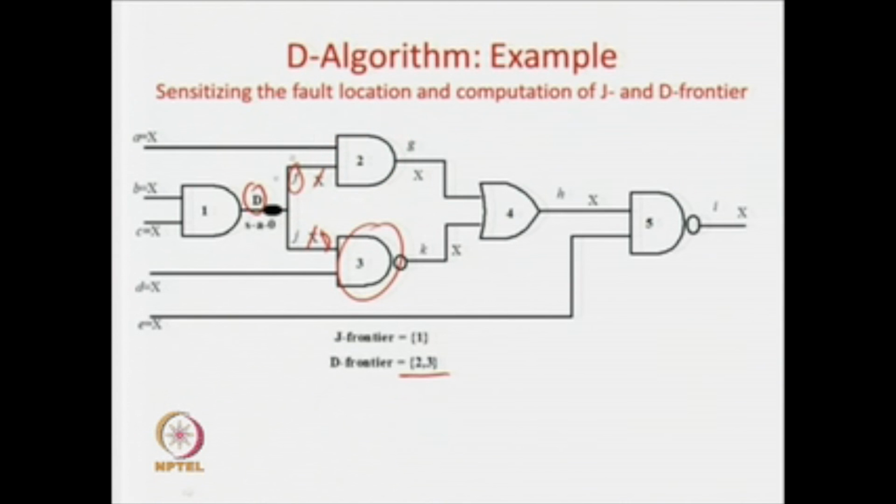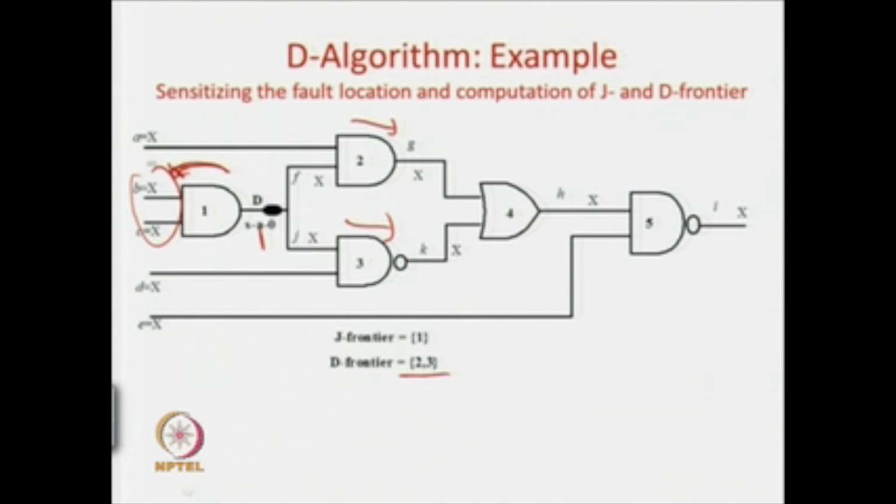Now see the J frontier. You know that this is D, so this value has to be a 1 over here. What is the definition of a J frontier? A J frontier is a gate whose output is 0 or 1, which is known, but whose inputs are X. Here the output is D, meaning you have to apply a 1, but the inputs are X. So by backward implication you have to justify how you can get a 1. So gate number 1 will be part of the J frontier. As we already discussed, the J frontier mainly handles backtracking, the D frontier goes in the forward direction, and the J frontier tells you about backward movement.